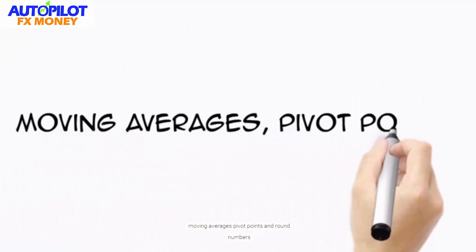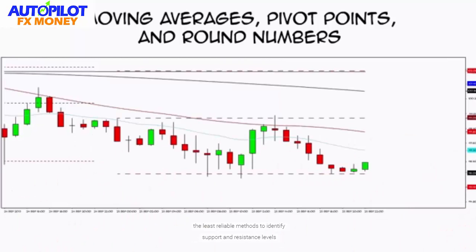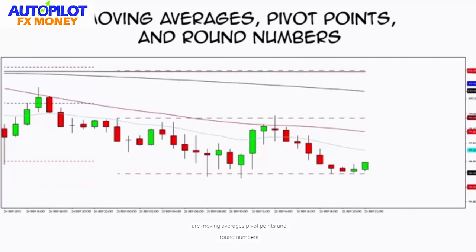Moving averages, pivot points, and round numbers. The least reliable methods to identify support and resistance levels are moving averages, pivot points, and round numbers. Certain key moving averages can be used to add some weight to support and resistance levels that are already under consideration. The most widely followed moving averages are the 200 EMA, the 50 SMA, and the 20 EMA. The 20 EMA tends to become more important in strong trends, or just when a trend is taking off.